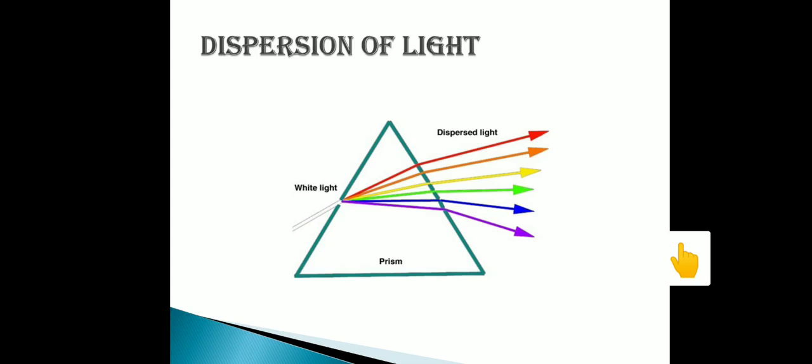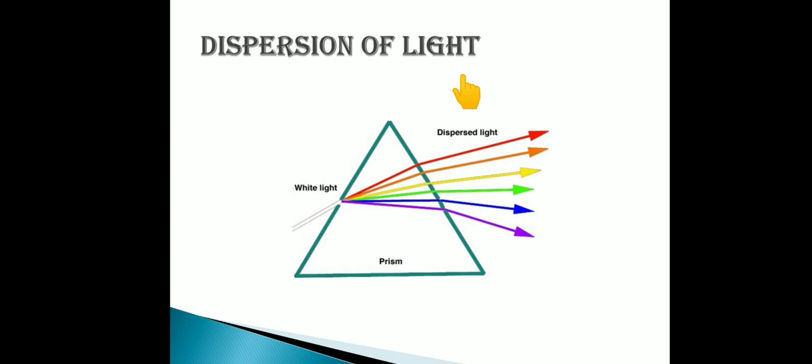And this arrangement of colors, meaning red, orange, yellow, green, blue, and violet, is known as a spectrum. Where have you seen these colors? Remember? Yes, in a rainbow. And this phenomenon of splitting of light is called dispersion of light. Fine. Is it clear?